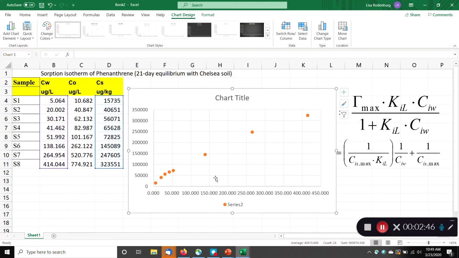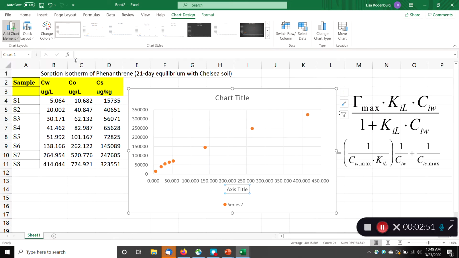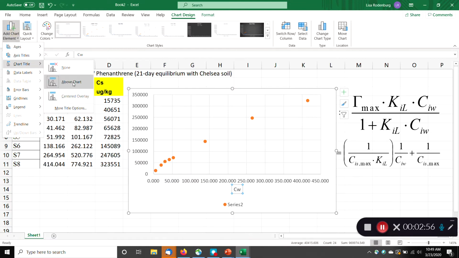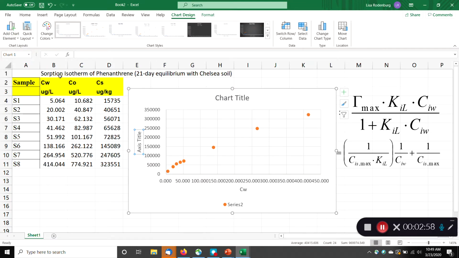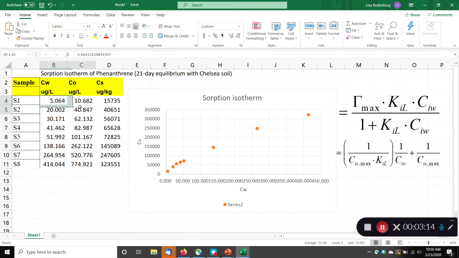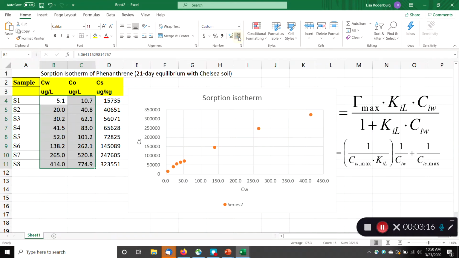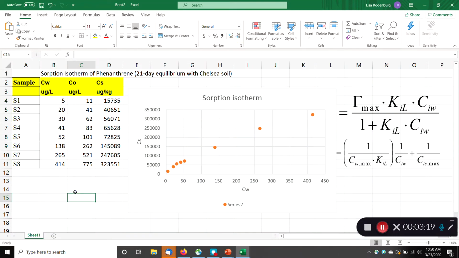So there's our sorption isotherm, and we might want to give our axes some titles. So the horizontal title would be CW. And the vertical axis would be CS. Get rid of that. Oh, I guess we could call it something. Sorption isotherm. There we go. All right, so there's our sorption isotherm. We have way too many significant figures. Drives me crazy. Let's get rid of a few of those. There we go. That looks better. All right, so there's our sorption isotherm.